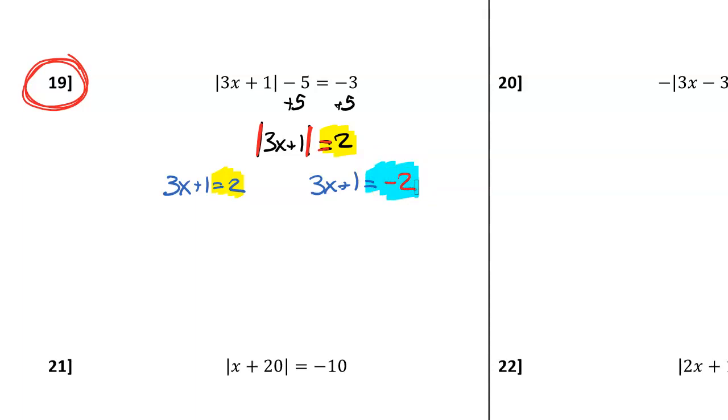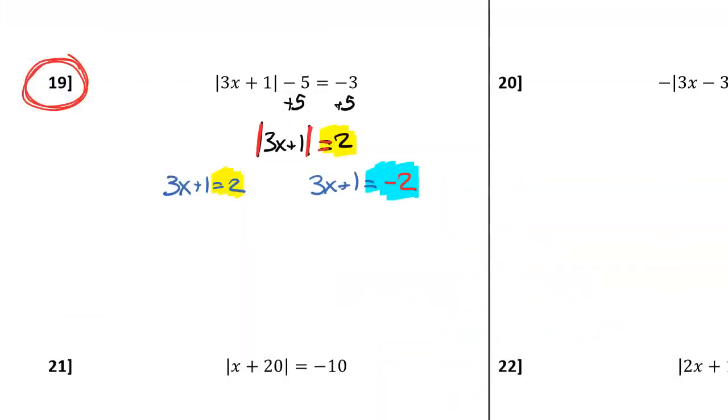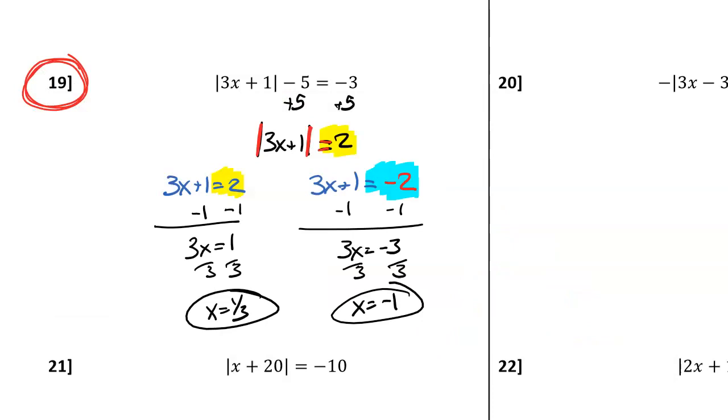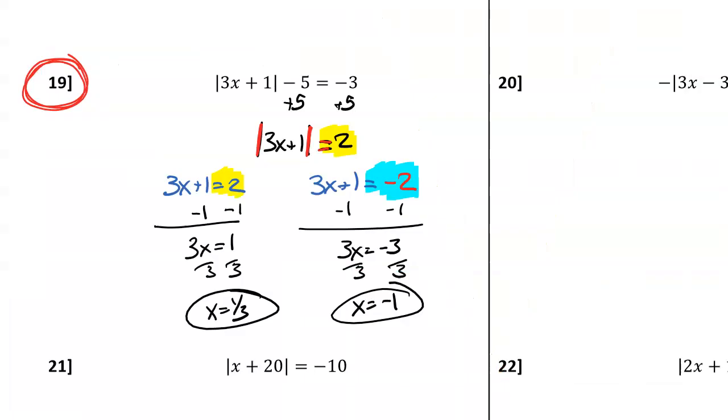Now from here, we're going to solve both equations and check against our graph, giving us x equals 1/3 and x equals negative 1. Hey, that's exactly what we got in terms of our graph. X equals negative 1 and x equals 1/3. What we see graphically should match up with what we're getting algebraically. So there is our solution, in this case, 2 solutions. Next, let's take a look at number 21.